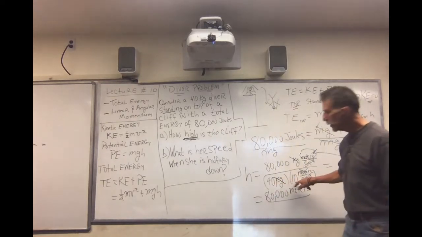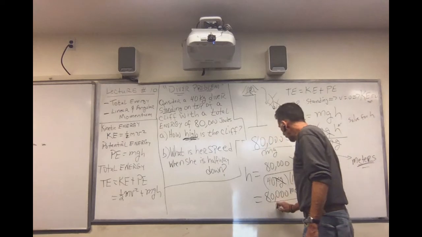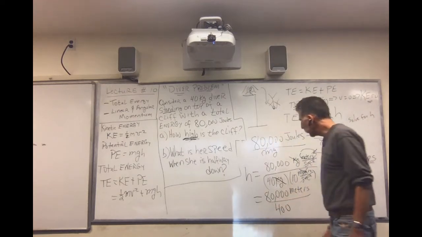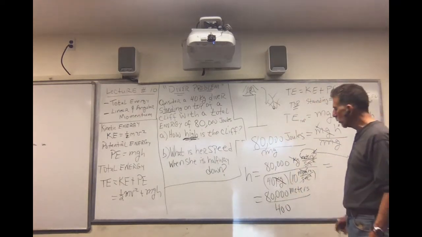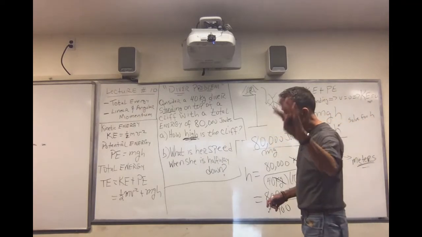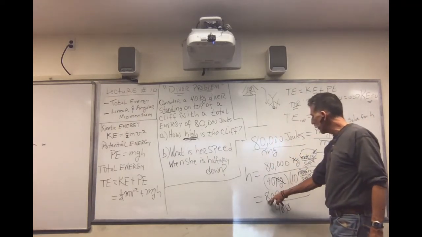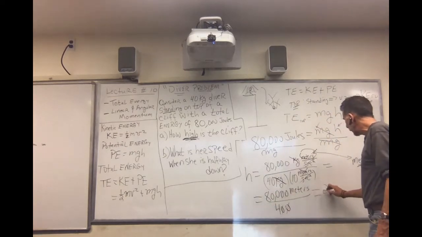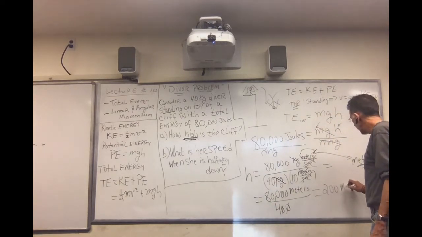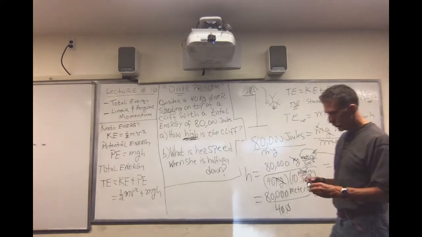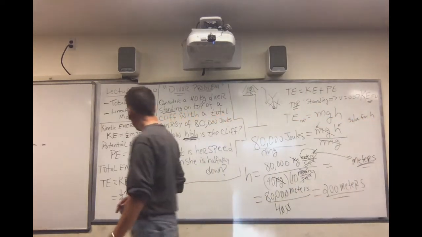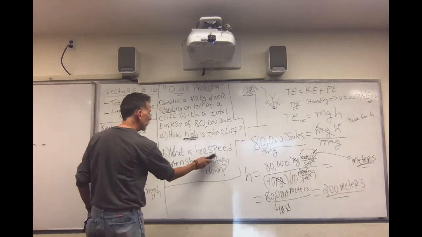divided by, what's 40 times 10? I believe it's 400. How do we do this? You can use a calculator, or you could just like think. I know it's scary, but let's try. Get rid of 2 zeros. 4 into 800, I believe, would be 200. 200 meters. So what is the height of the cliff? 200 meters. Fantastic.